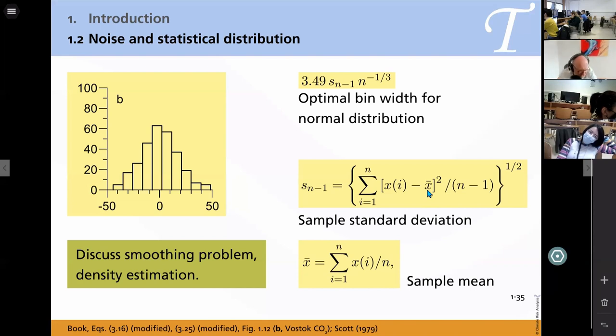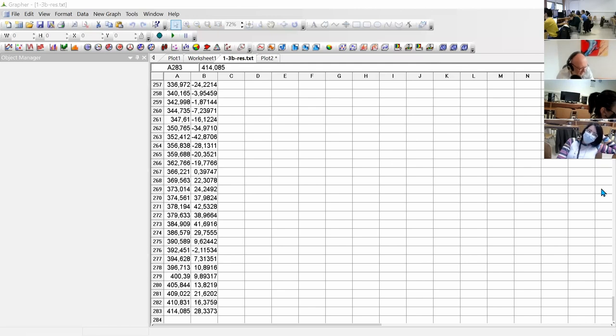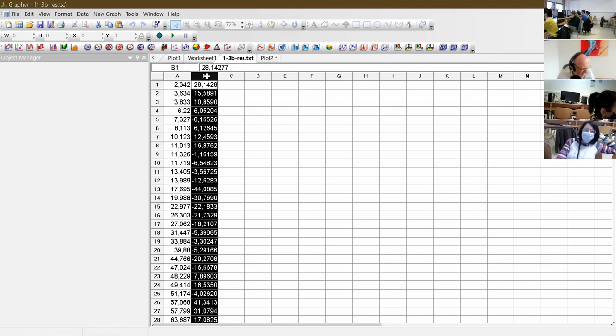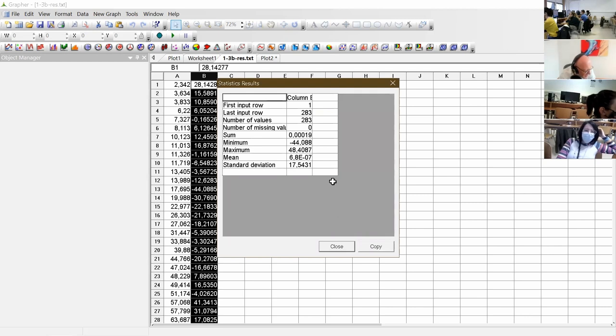Okay, and I will now use Grapher to calculate this sample standard deviation, and then I plug it into the Scott formula. So I will now go back again to Grapher. I will go to the top and mark this column here. Now I go to data and statistics. You have been there with cells and statistics. And I check here, I can move this, and you see that standard deviation is there. So it's good. And I press enter. And the thing I want to know is this one here. The other things I'm not interested in.